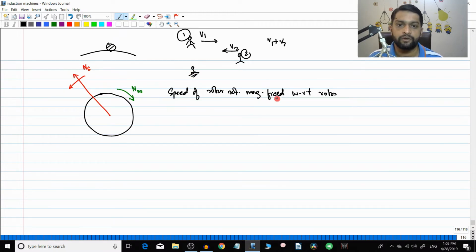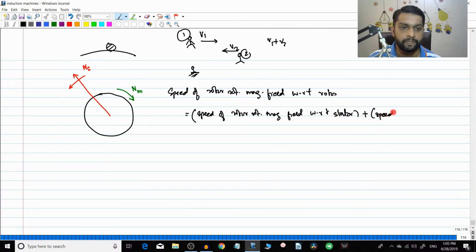So the speed of the rotor rotating magnetic field with respect to the rotor will be equal to the speed of the rotor rotating magnetic field with respect to a stationary object, and in this case the stationary object is the stator. So that is the first component, plus the speed of the rotor with respect to the stator.